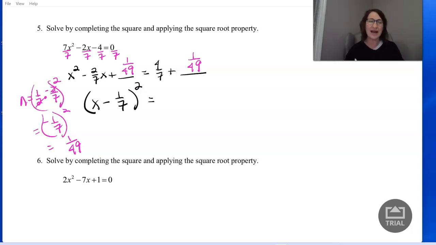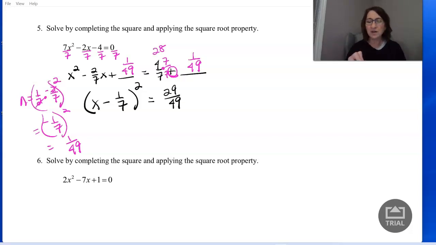On the right, I'm going to add those two fractions together. You can either do it manually or you can put it in your calculator. I don't care. But if you're doing it manually, you have to have common denominators. So that's going to give me 28 over 49. 28 plus 1 is going to give me 29 over 49.